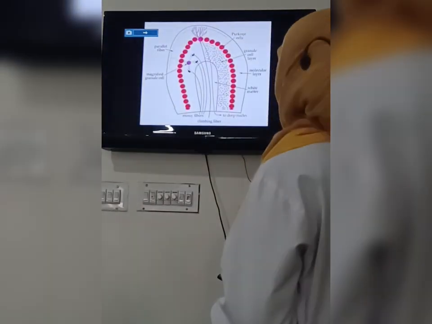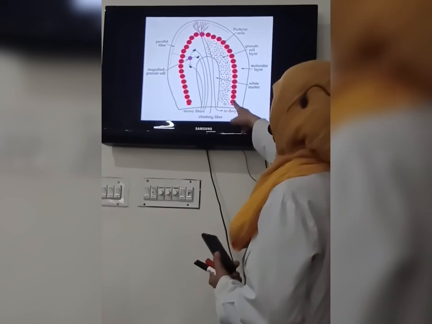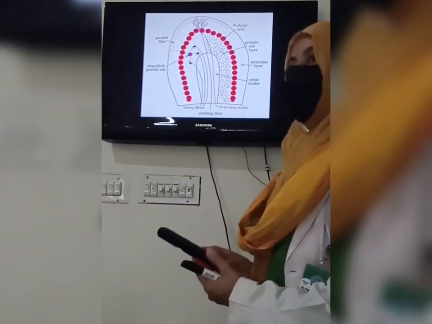Okay. Again, another beautiful diagram to show you the molecular layer and the Purkinje cell layer. This just resembles if you are holding some necklace or a rolling pin.